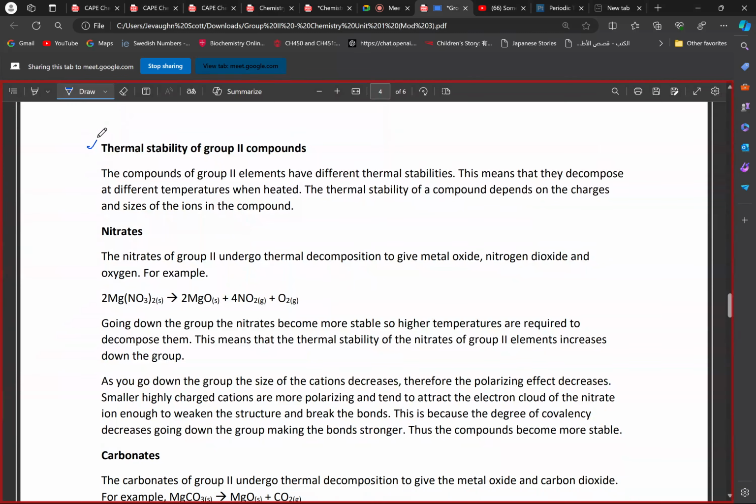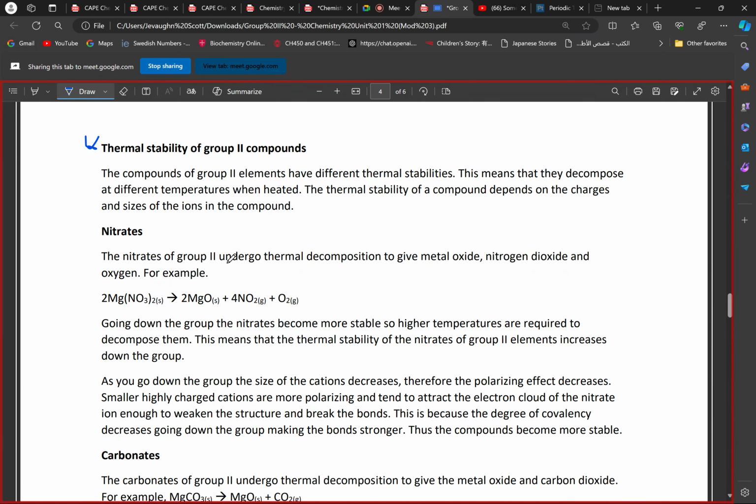So thermal stability of the group 2 compounds now. We did state in qualitative analysis earlier that carbonates tend not to be thermally stable, but they have different thermal stabilities. So let's look at this now. Thermal stability basically speaks to how easily these compounds are decomposed at certain temperatures. So if we change the temperature to 300 degrees Celsius, is it going to just decompose into carbon dioxide, oxygen, and its parts like that? Or is it going to remain stable at high temperatures?